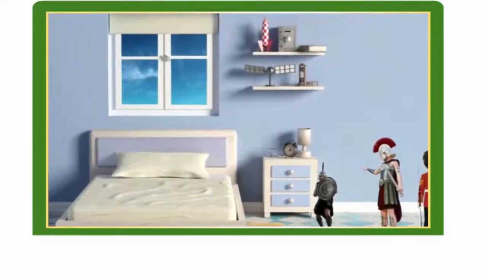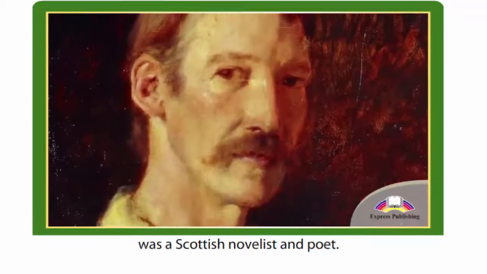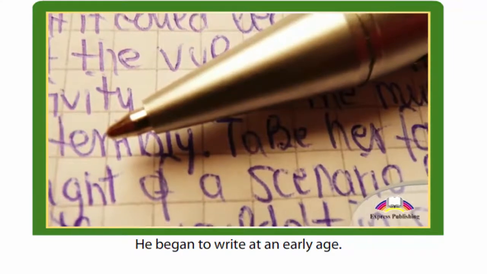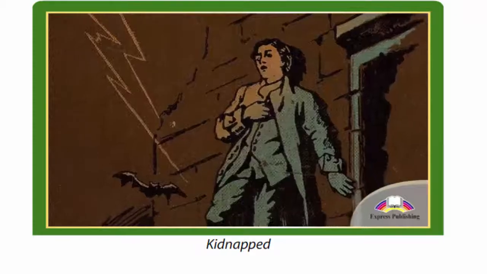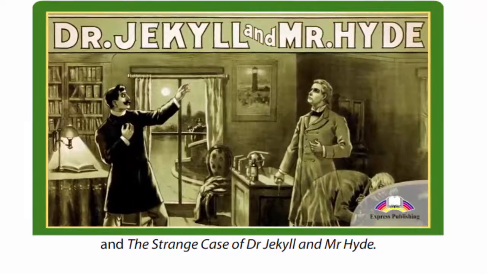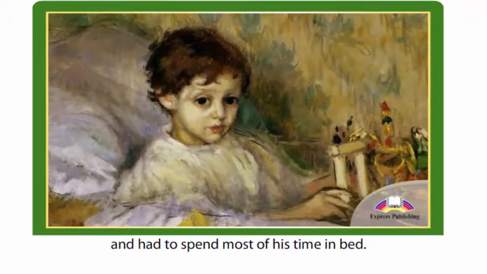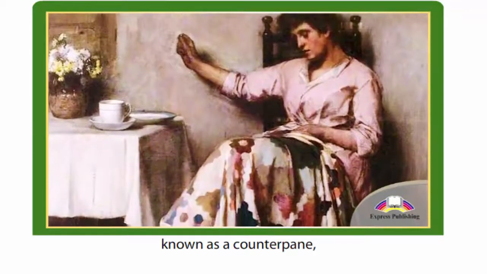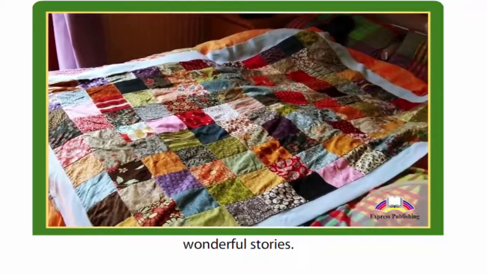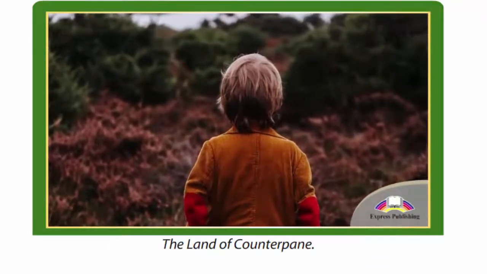Now let's watch the video. The Land of Counterpane. Robert Louis Stevenson was a Scottish novelist and poet. He began to write at an early age. He is best known for his novels such as Treasure Island, Kidnapped, and The Strange Case of Dr. Jekyll and Mr. Hyde. Stevenson was sick for most of his childhood and had to spend most of his time in bed. He had a patchwork quilt on his bed known as a counterpane, and the pictures on it made him imagine wonderful stories. His imagination came to life in this poem, The Land of Counterpane.